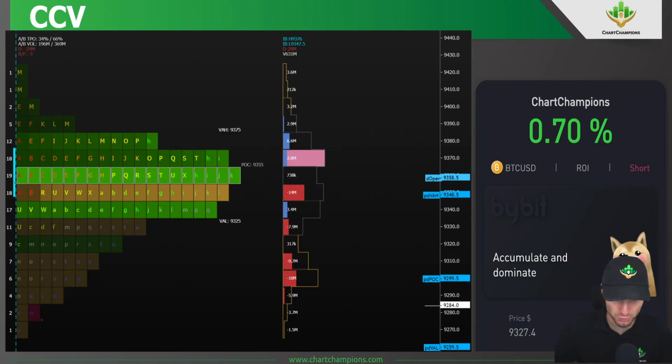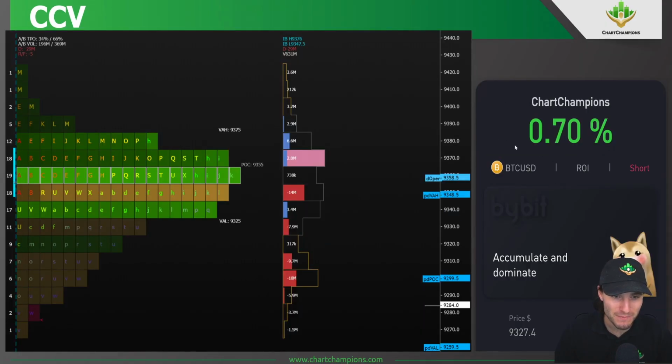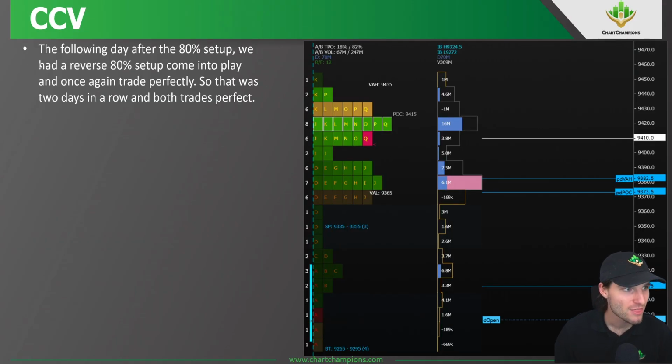Okay, so that was one day that we had this setup. And then literally the following day, after that setup had just played out, we had just absolutely nailed the high and the lows. The following day after that setup, we had a reverse setup come into play and once again traded perfectly.